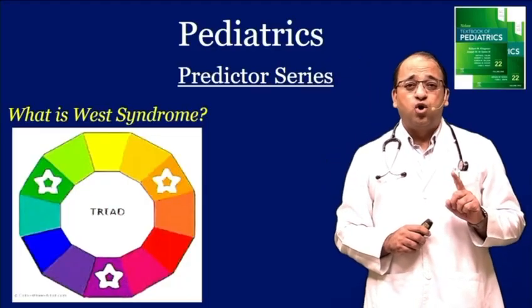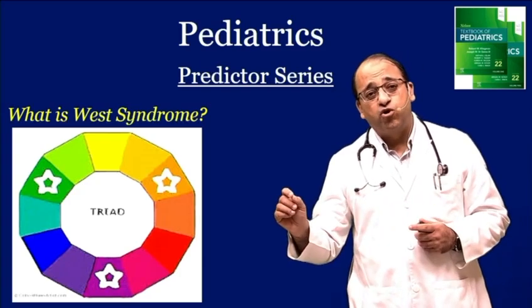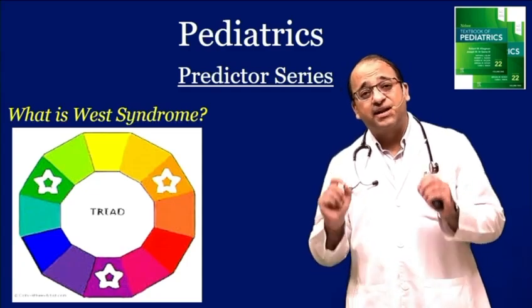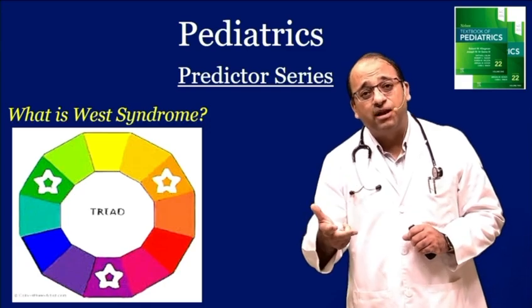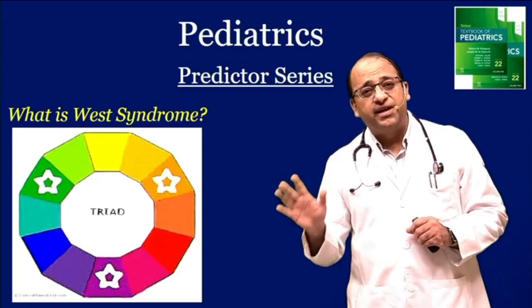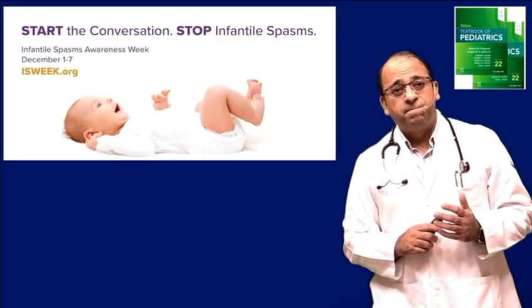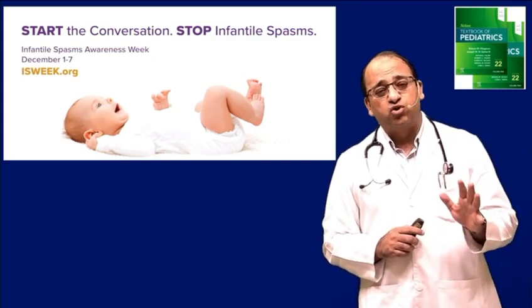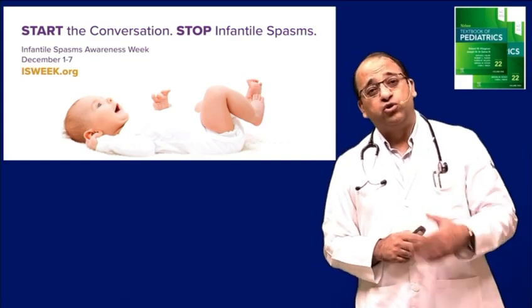Now you should know what West syndrome is. In your exam, they will definitely ask you about West syndrome. West syndrome is not the same as infantile spasms. It is a triad. Remember, it's a triad of infantile spasms, hypsarrhythmia, and developmental abnormalities, which can be delay or regression. So remember, it's a triad of infantile spasms, the typical EEG pattern, and developmental regression or delay.